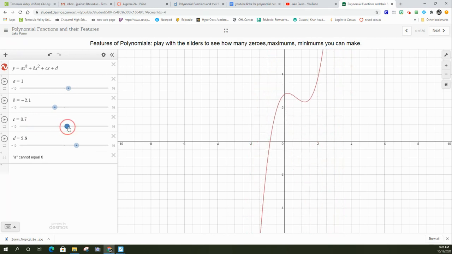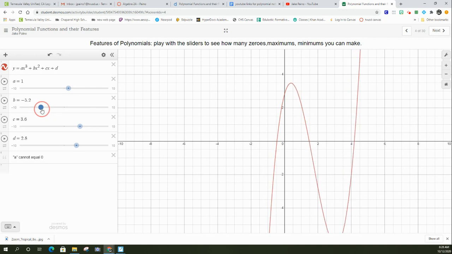It makes it a little bit bigger. Now I have 2 turns. Now I have no turns, and I have 1 x-intercept. All right, let's put it back. So we have 2 turns again and 3 x-intercepts.